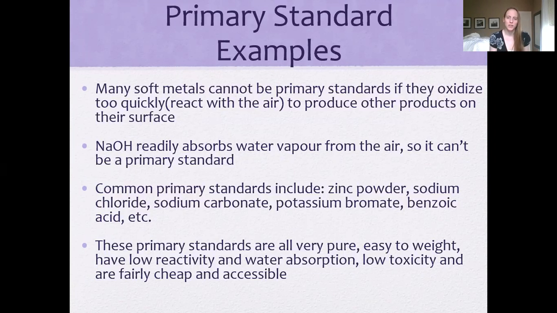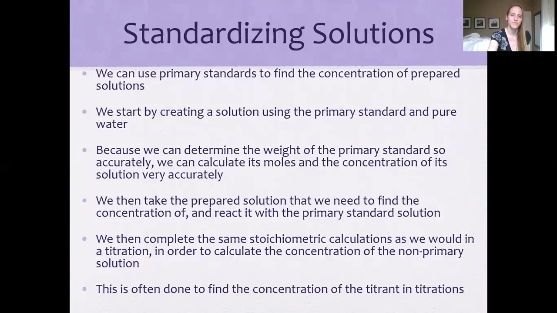Primary standards include things like zinc powder, sodium chloride, sodium carbonate, potassium bromate, and benzoic acid. Those are all easy to find without any impurities. They're easy to weigh. They're not very reactive. They don't absorb things. They're also cheap, which you want from a primary standard. They're easy to get. They're not toxic. They're not radioactive. So they're safe to deal with, and you can get your hands on them at low cost.